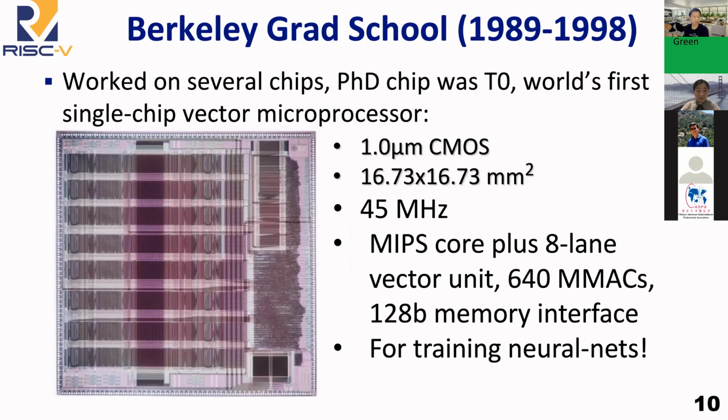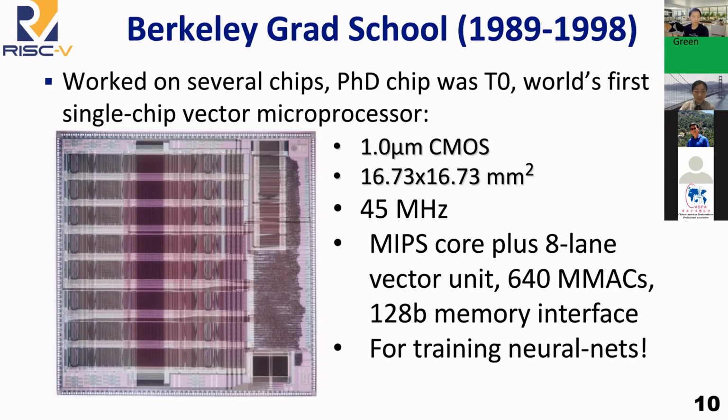So I worked on a bunch of things, but my main thesis chip was this thing called T0. And this was the world's first single chip vector microprocessor. What's interesting back then, the reason we built this chip was to be a high performance specialized processor for running neural net training algorithms. So this was the last time that neural nets were very popular. Again, this was AI related, but I wanted to build a chip that was very good at running neural nets, and it was actually used in production by a bunch of research groups to train neural nets for speech recognition.